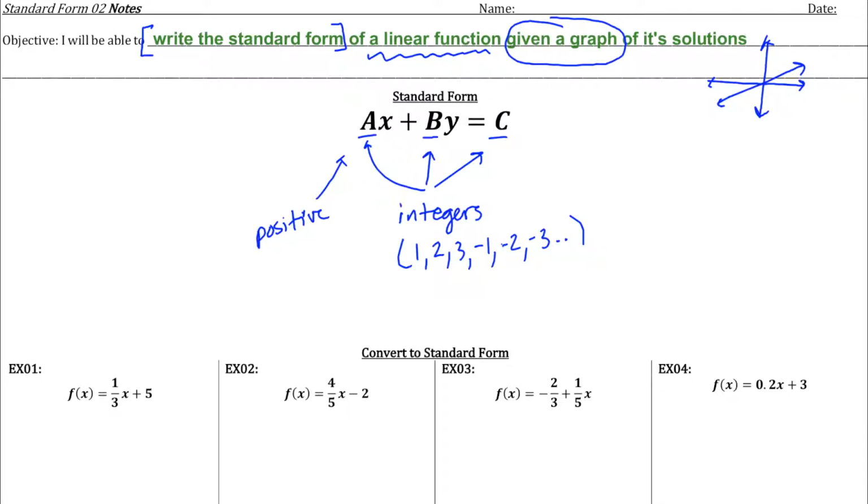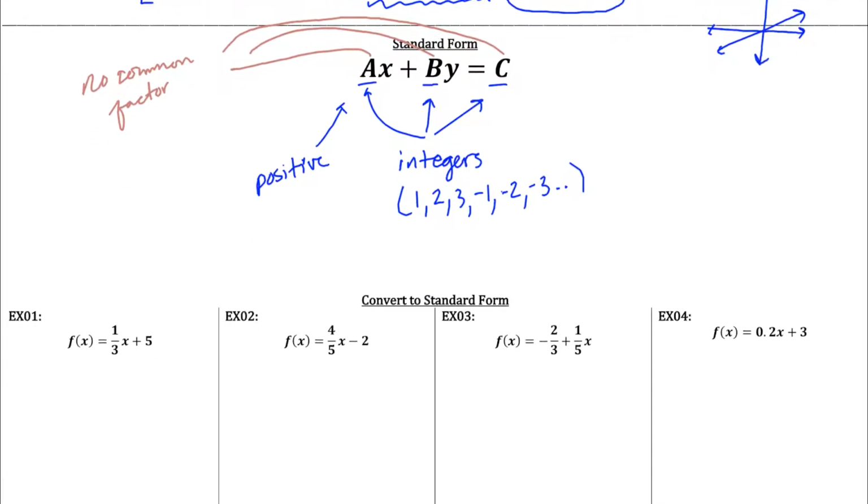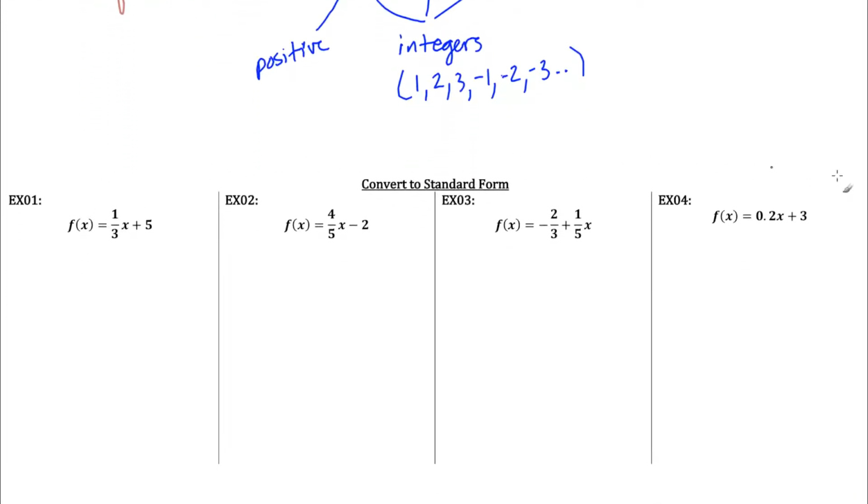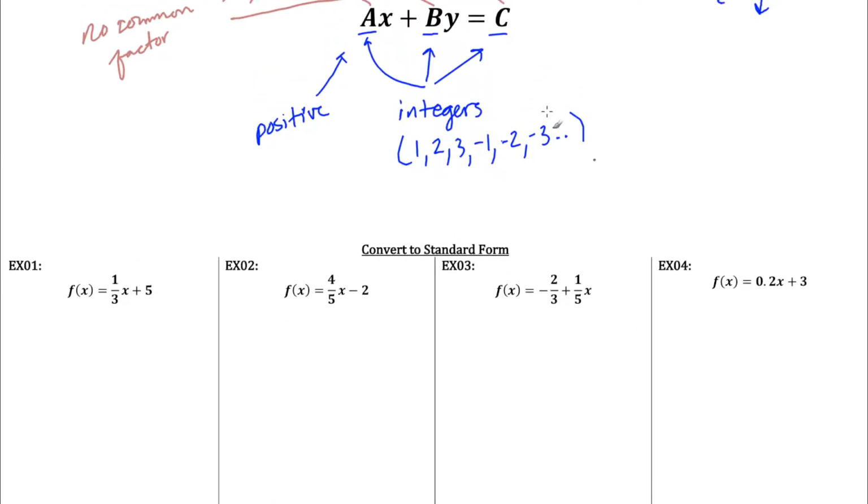And don't forget that A, B, and C have no common factor. Well, besides 1, right? But we all know that these are all prime, basically. Well, let me take that back. That's not true. It's just, you can't divide them all by something. Like you can't divide them all by 2, by 3, by 4, by 5. You can't just divide them all by something, other than 1, of course. So, let's figure out how to turn these into standard form.